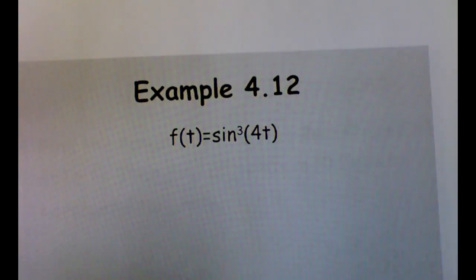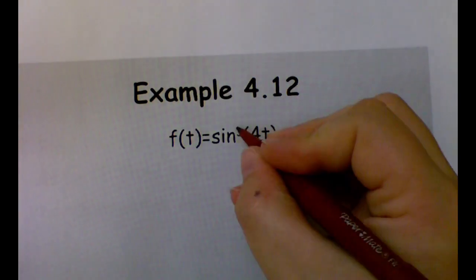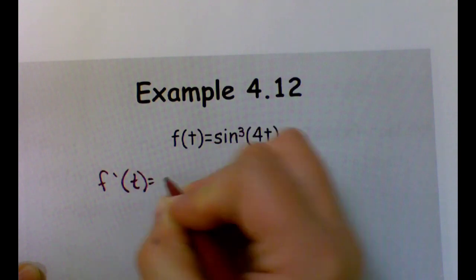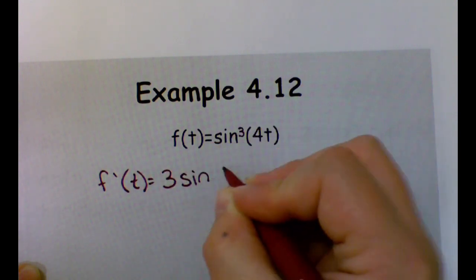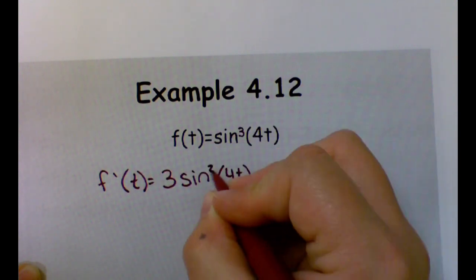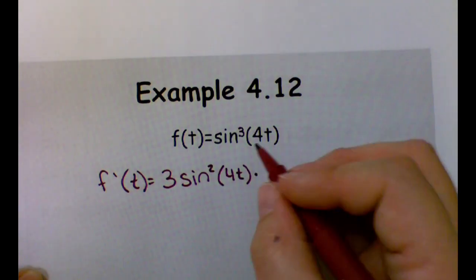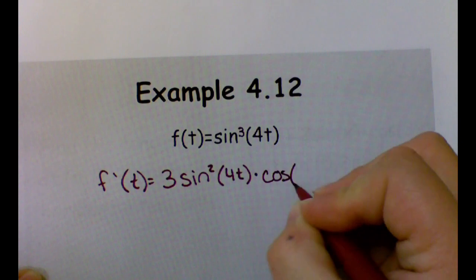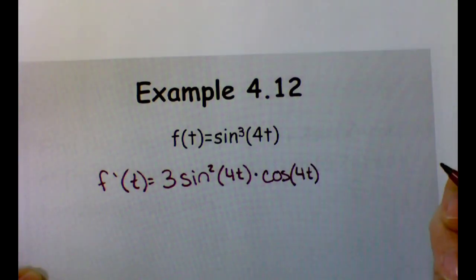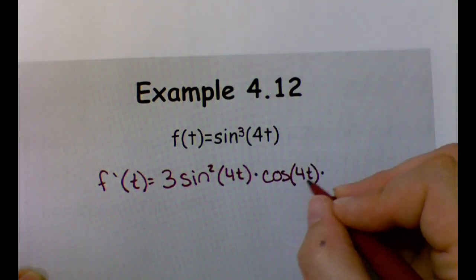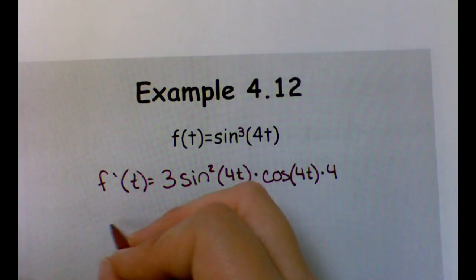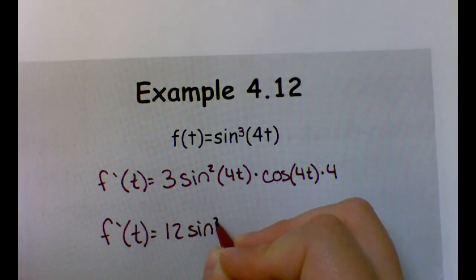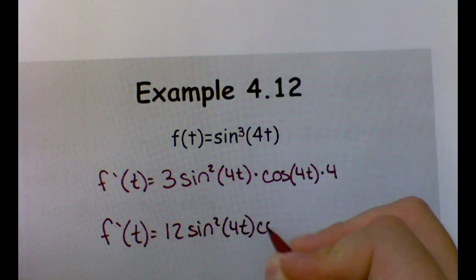For this next one, we look for the outer function. The very outer function will be this cube. So to get my derivative, I bring down the 3, keep the sine part the same, and subtract 1 from the power, which makes it a sine squared, times the derivative of the inner part. The next inner part is sine. The derivative of sine is cosine. Leave the very inside the same, times the derivative of the very inside, which is just 4. So f prime of t is 12 sine squared of 4t times cosine of 4t.